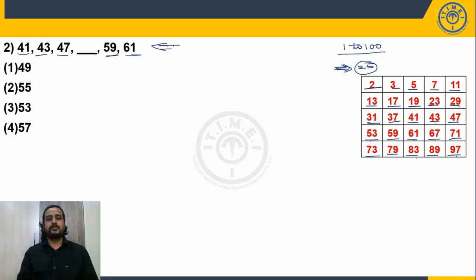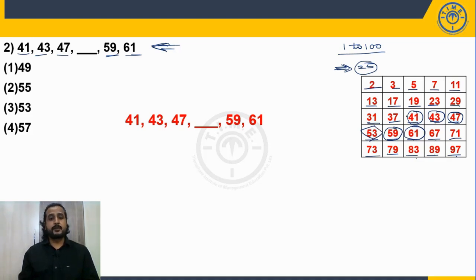Not only in the number series topic, but also in analogies and odd one out, prime numbers play a main role everywhere. So it is better to learn these numbers by heart. Now look here: 41, 43, 47, blank, 59, 61. If you are aware of these prime numbers, after 41, 43, 47, what is next? Blank, 59, 61. The missing number will definitely be 53.